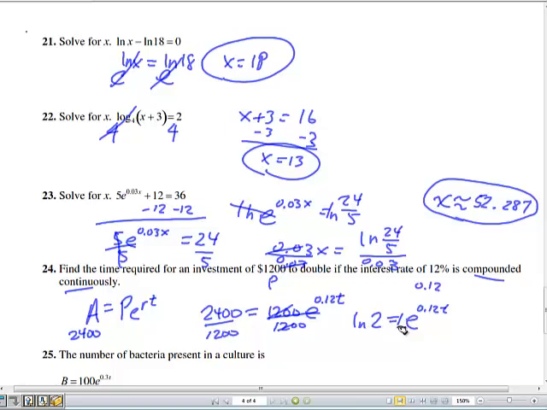Then take the natural log of both sides to get rid of my e. So now I have the natural log of 2 is equal to 0.12T. Divide both sides by 0.12. And then T is approximately 5.77 years. Actually, we're talking about years, so let's just do 5.8 years.